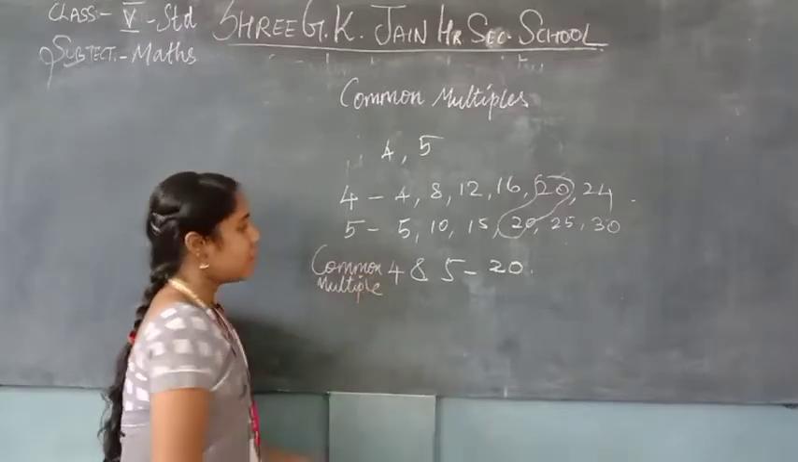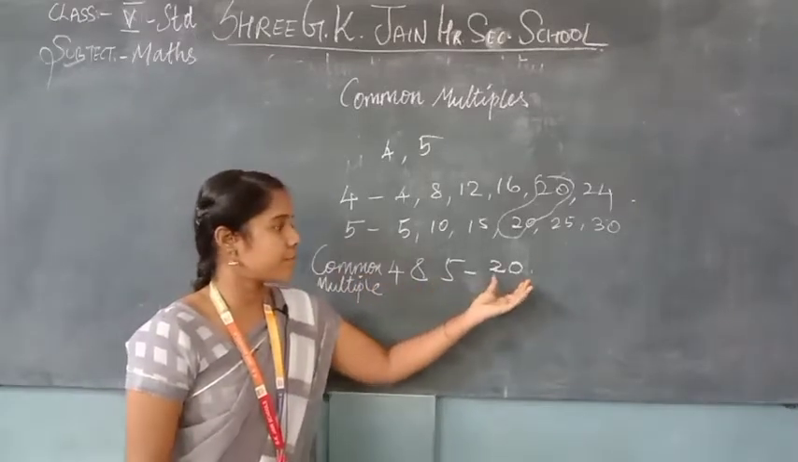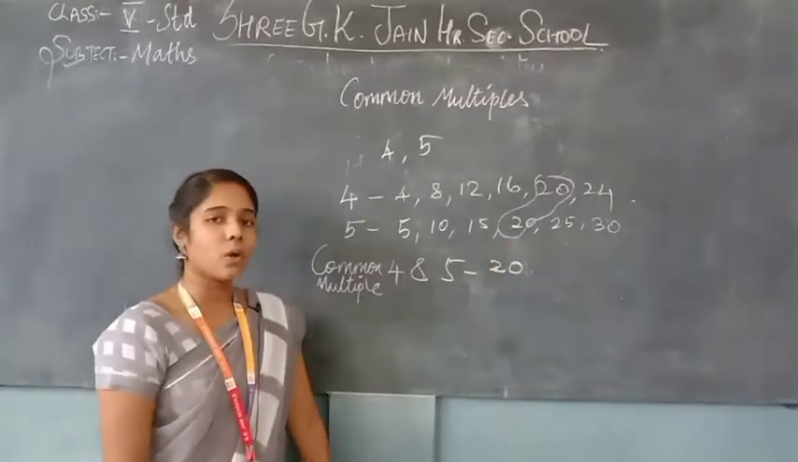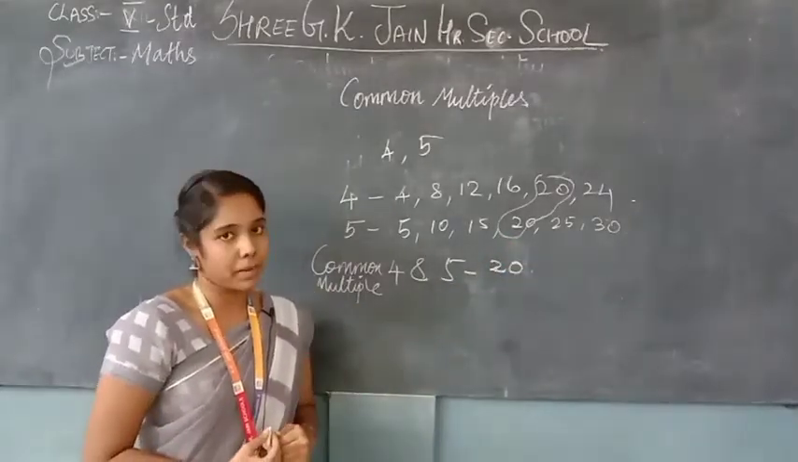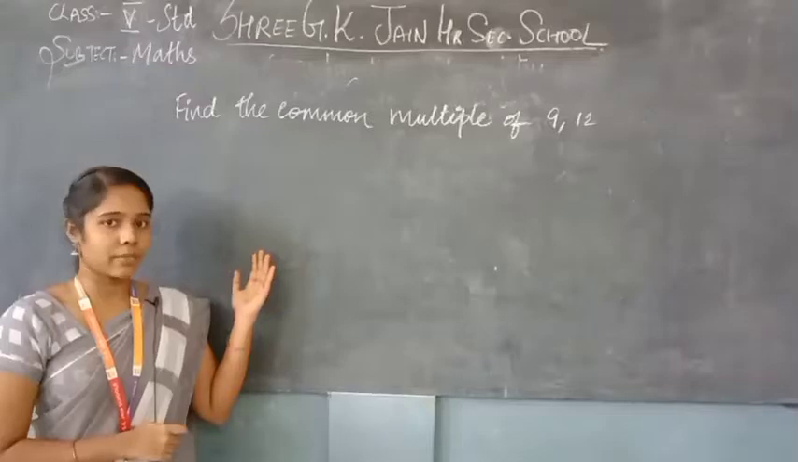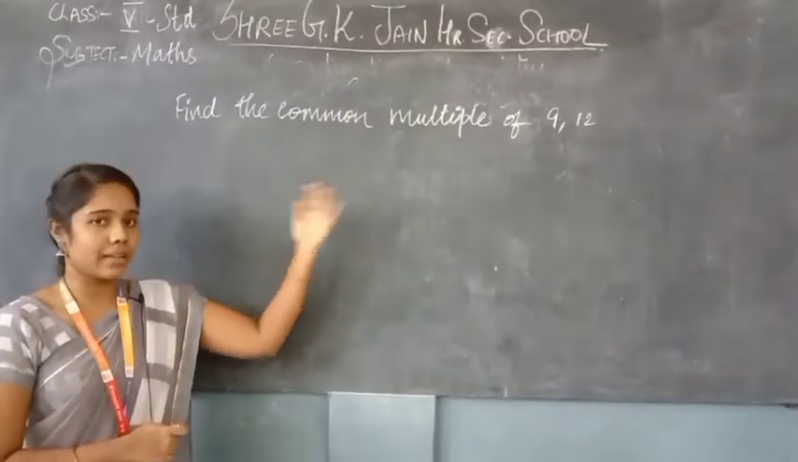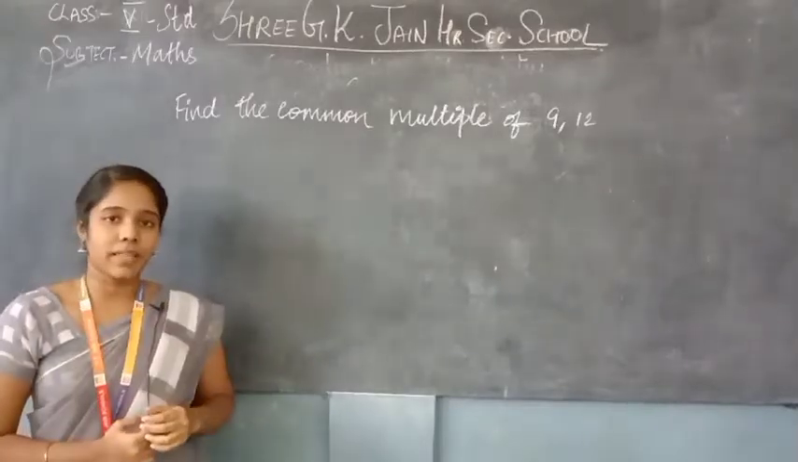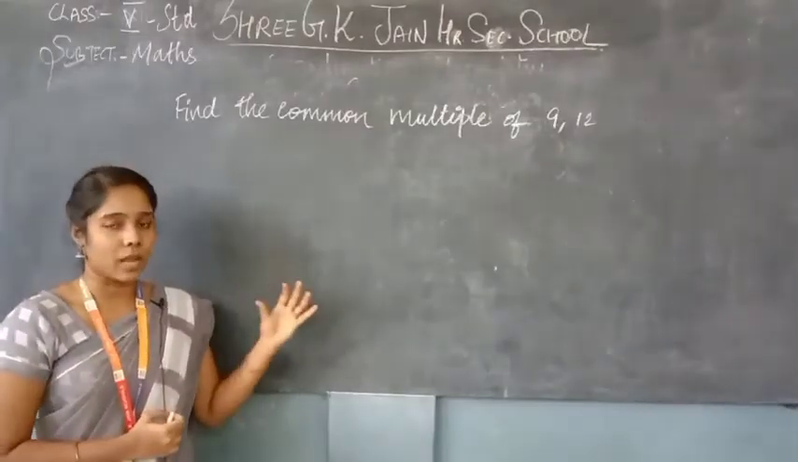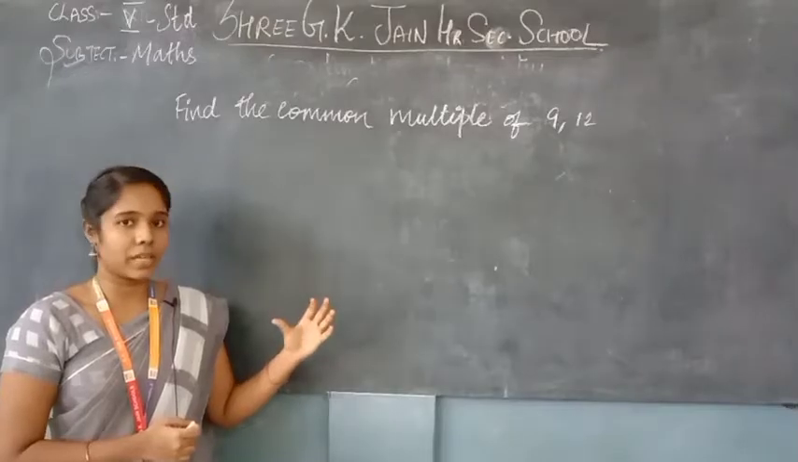Okay children, the common multiple of 4 and 5 is 20. So this is what is called a common multiple. Now look at this sum carefully. Find the common multiple of 9 and 12. So how to find the common multiple of given numbers?